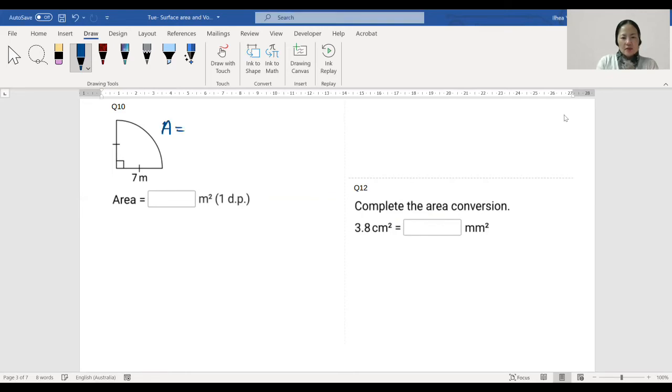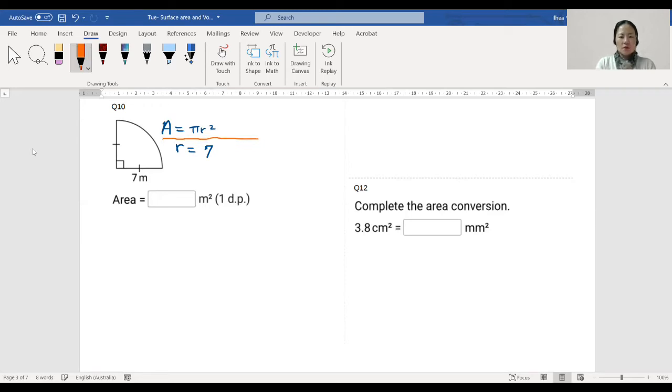Our area is pi r squared. What's my r radius, Victoria? Excellent. 7. Now, with the area, the pi r squared is going to give us the full area of the circle. But this is only a quarter of a circle. So what do we do with this formula? We've got to do something to get just a quarter of it.